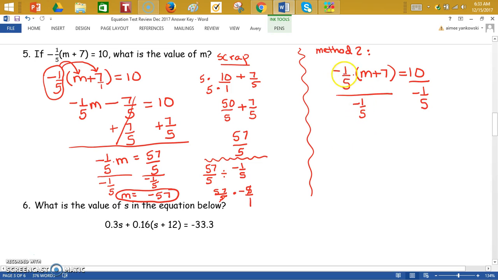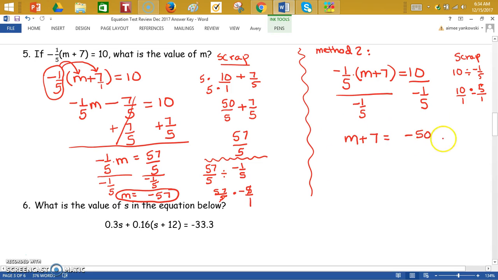Negative divided by a negative is a positive. 1/5 divided by 1/5 is 1. 1 times m plus 7. The nice thing is she just gets an m plus 7 at that point. Here would be her little scrap work off to the side. She's got 10 divided by negative 1/5. That's the same as 10 times negative 5/1. 10 times 5 is 50. A positive times a negative is a negative. So she gets a negative 50 right here.